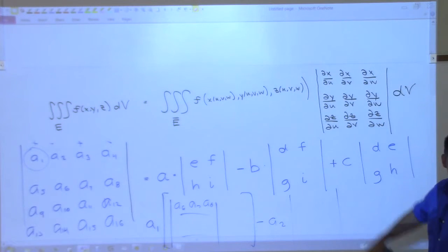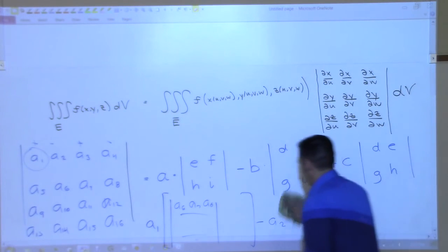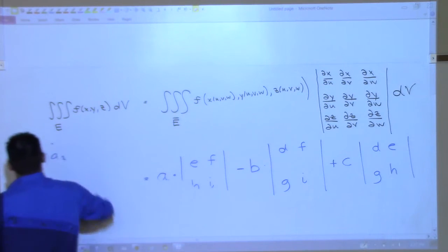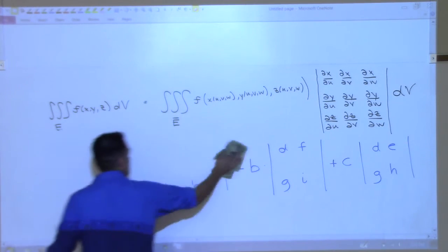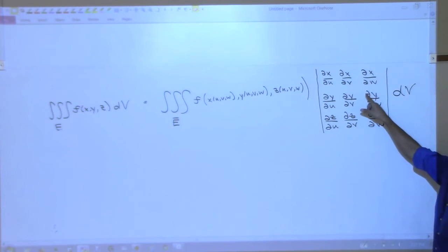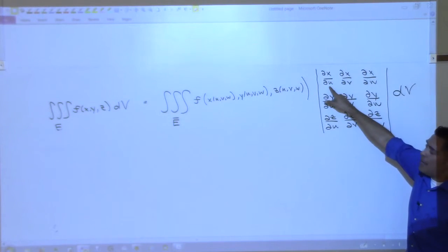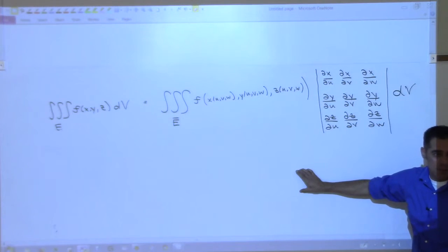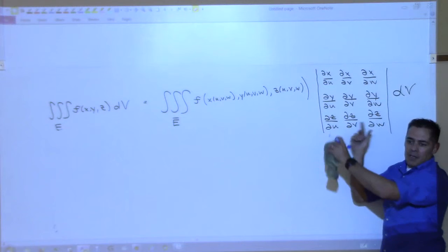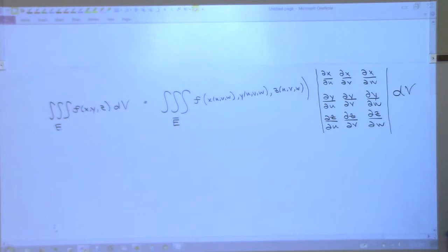You want to go 5 by 5? No, we won't do that. All right, with that said, now you see what this is going to be. When we compute this, it'll be the partial of x with respect to u times that little determinant in there. And then we'll have to move on to the next one, next one, next one, right? Okay, here we go. We're going to do it.